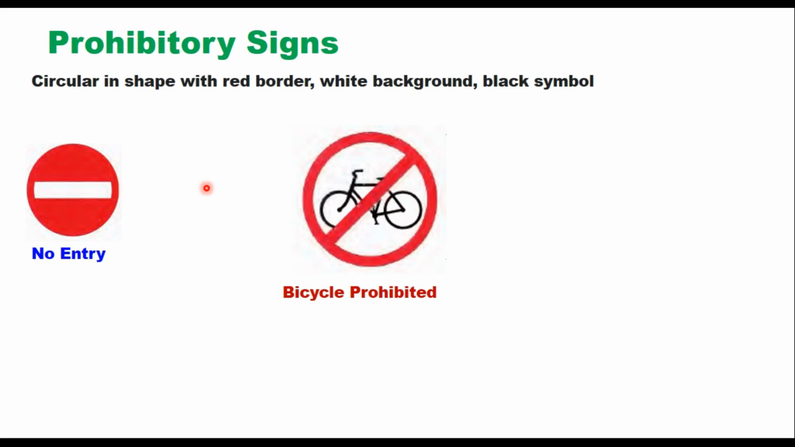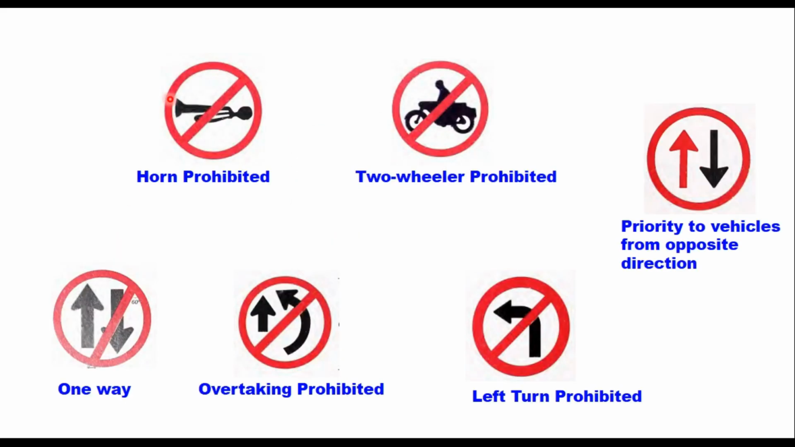Second category is prohibitory signs. They are circular in shape with red border, white background, and black symbol. The red ring here indicates prohibitory regulation, and the diagonal bar prohibits the action or movement indicated by the black symbol. For example, here bicycles are prohibited or there is no entry allowed. Now these signs can be of different types like horn prohibited, two-wheelers prohibited, one-way movement, overtaking prohibited, left turn prohibited, or maybe priority to vehicles from the opposite direction.